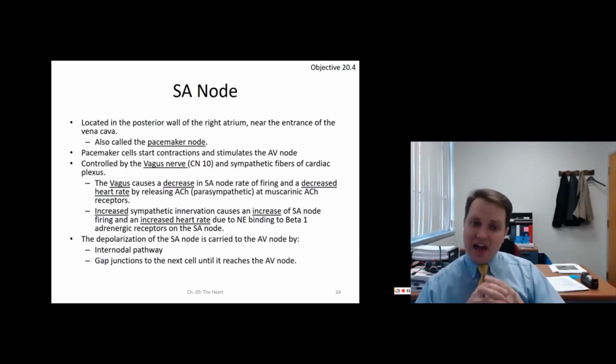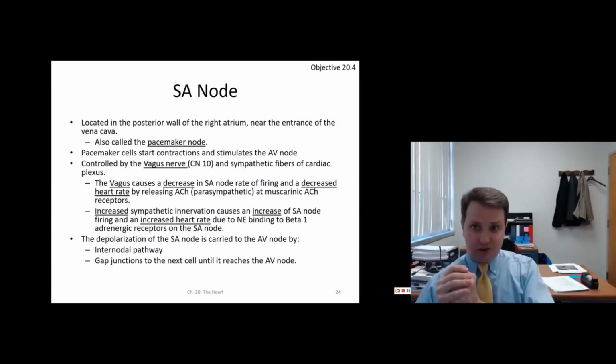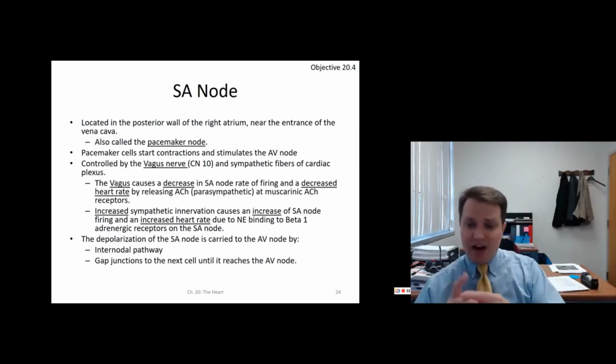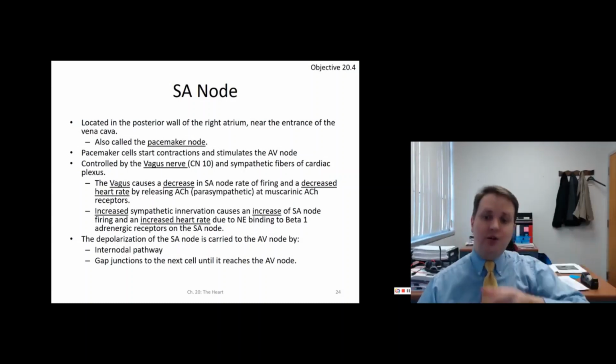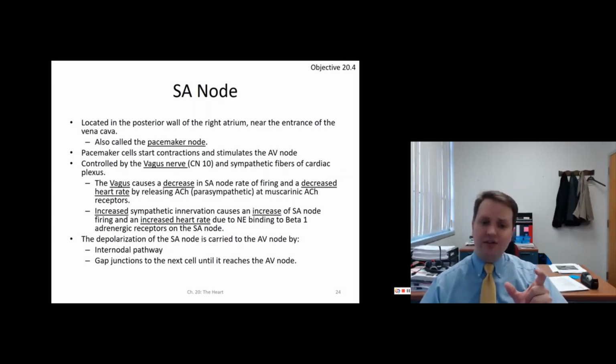Now vagus decreases it. Vagus is going to be using muscarinic receptors, because the parasympathetic nervous system releases ACh to a muscarinic on the effector, and that's going to lower the SA node firing, decreasing the heart rate. Now sympathetic is going to come in, and it's going to increase the SA node firing, and that's going to result in the increase in heart rate, because the norepinephrine is going to bind to the beta 1s, and that's going to be found in the SA node.